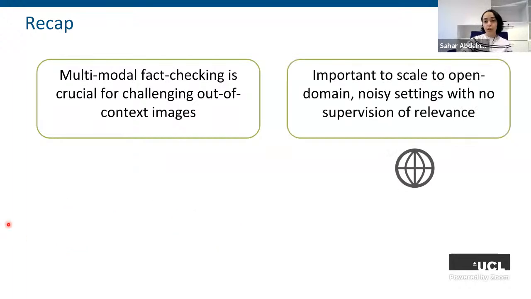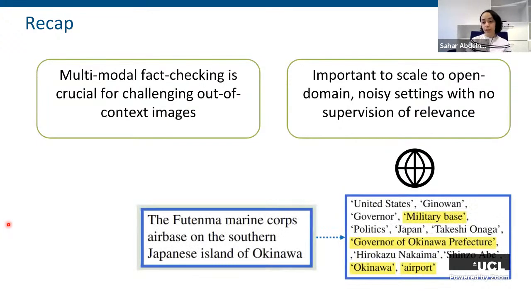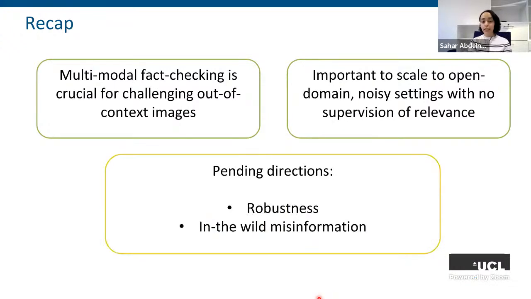And we also scale to open domain setups. We might have a lot of noisy signals, and we don't rely on any supervision of relevance or any processing. And we found that the model could still attend to the highly relevant parts from the evidence. And finally, there are some pending directions that we probably would like to work on.